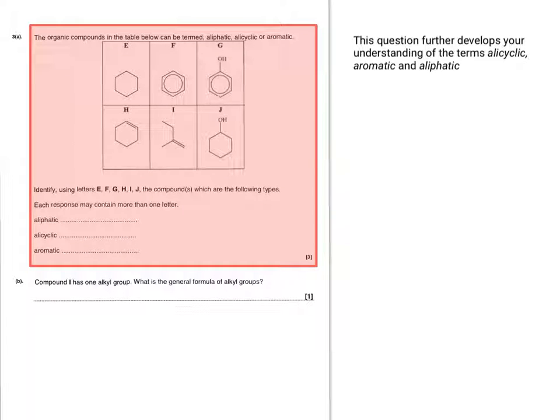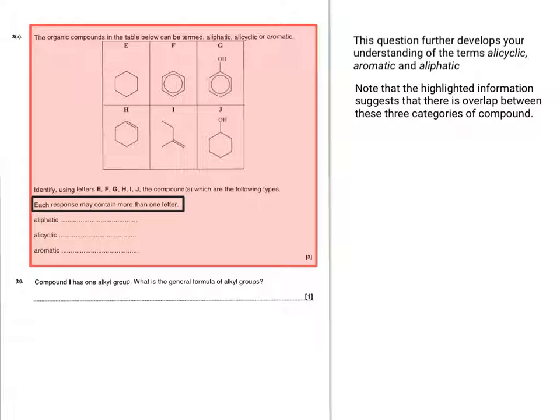What this question does is further develop your understanding of the terms alicyclic, aromatic and aliphatic. If we look at the question carefully, you can see there's a highlighted piece of information that suggests there might be some overlap between the 3 categories of compound. This allows us to think about these a little bit more fluidly. In other words, one compound could go into more than one category.